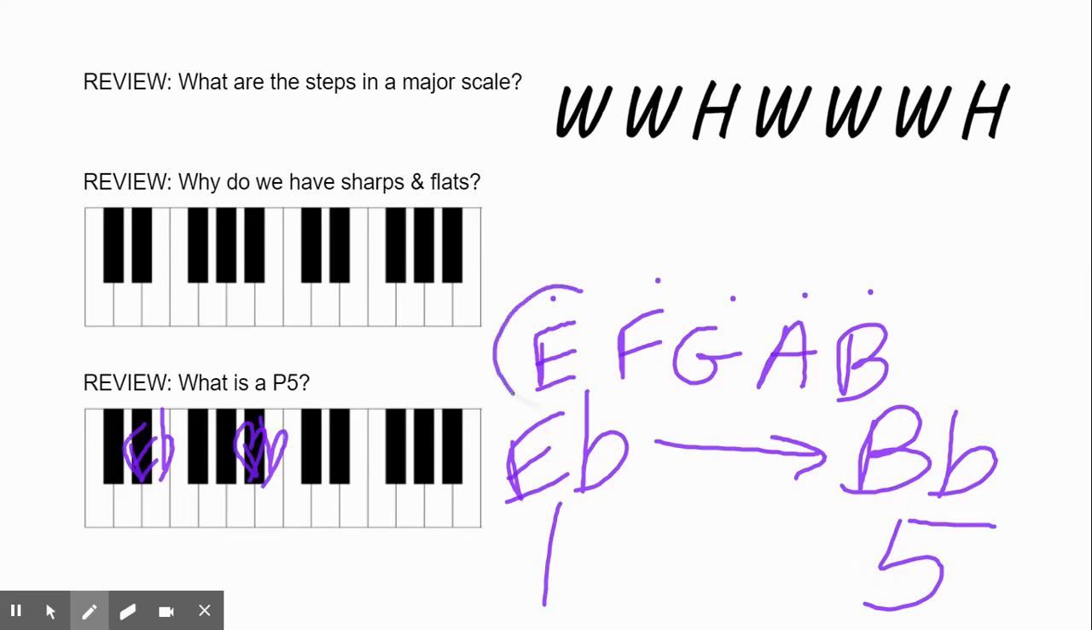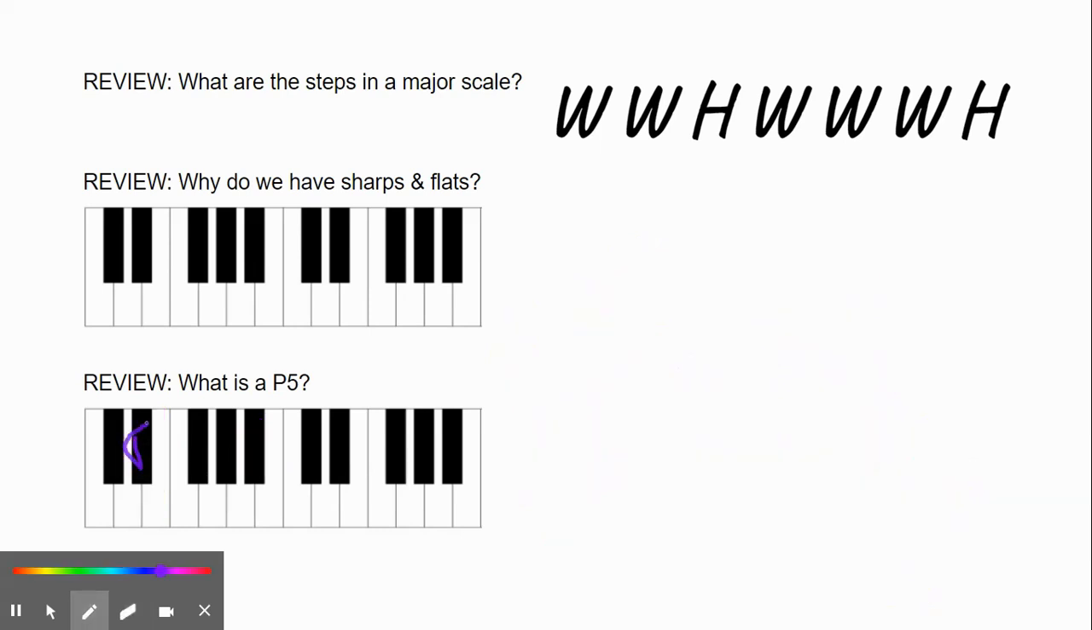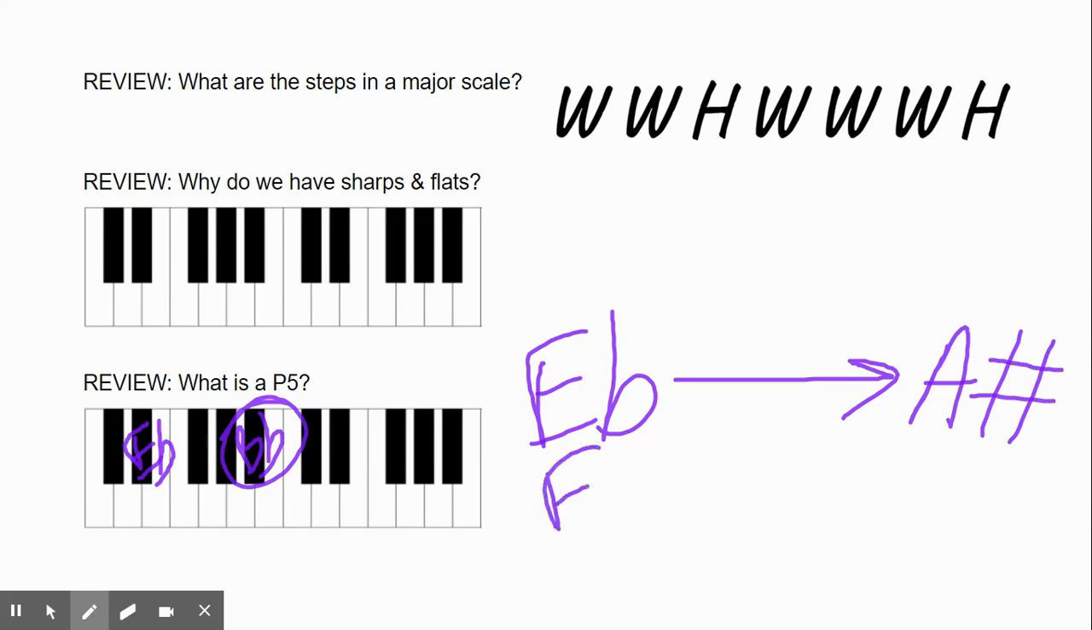If I start on E, a half step up from E flat, my mistake, and I go to B, a half step up, that's also a perfect fifth. They're always the same distance apart. I cannot call the perfect fifth from E flat to B flat an A sharp, because E flat to A sharp, what letters do we have here? We have E, F, G, A.